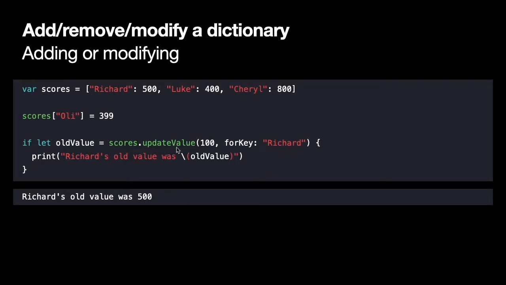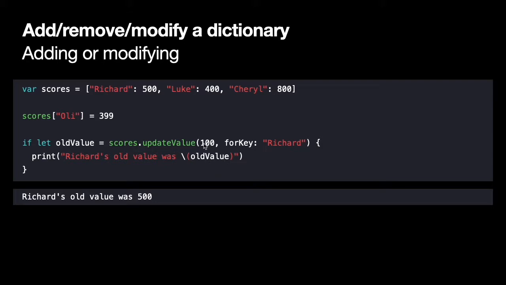Because updateValue is returning an optional Int in this case for our string to integer dictionary, we can use the if-let syntax to conditionally put that optional integer into a definite integer. And if a value is actually returned, then and only then oldValue will get the integer value of the old value. In that case, in this case, 500 would be assigned to oldValue, and then this code would be conditionally executed, printing out Richard's old value was 500.